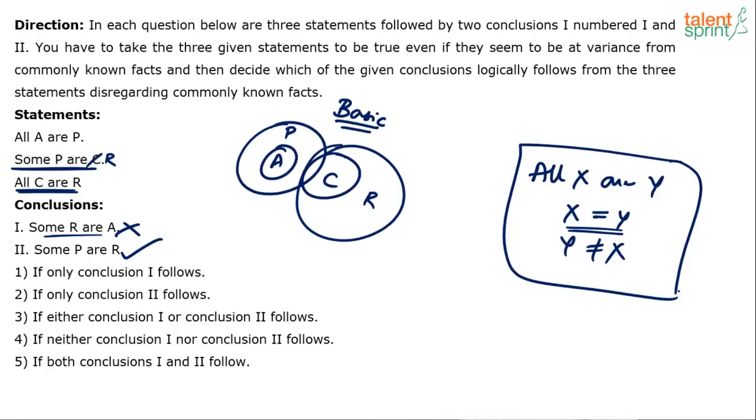Conclusion some P are R will be true. So only conclusion 2 follows. Conclusion 1 does not follow. Only conclusion 2 follows. Option 2. I think very simple, right? Each question would take about 30 seconds, not more than that. 30 seconds and you'll score 1 mark. So it's actually very easy. Like most of you had pointed out, syllogisms asked was very, very easy in the last all-India mock exam.